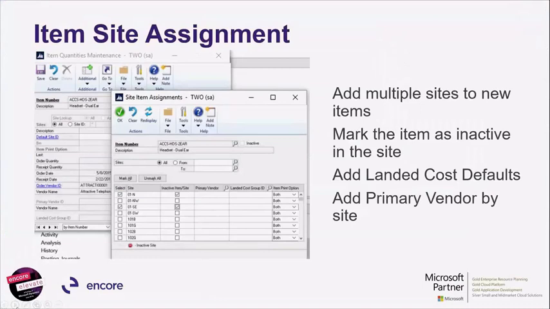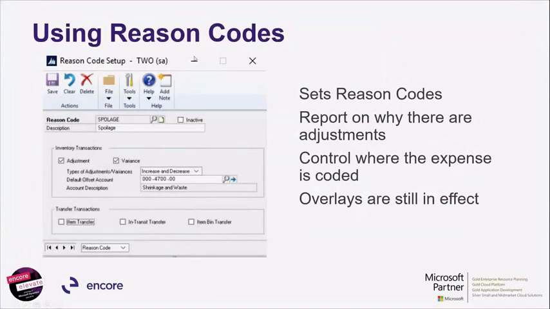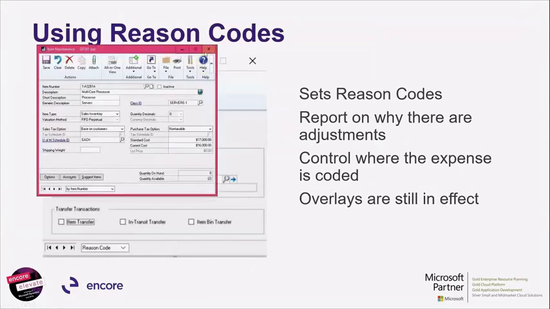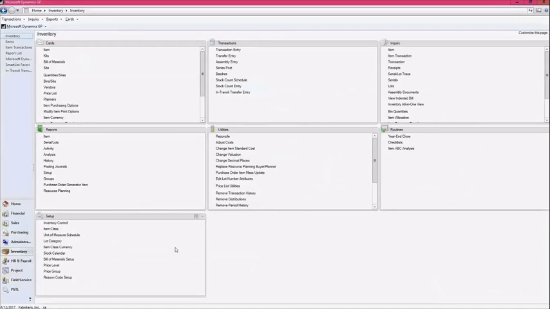Back on here, we can use reason codes. This sets our reason codes. It reports on why there are adjustments and controls where the expense is coded, and overlays are still in effect. So if we wanted to set up reason codes that we can tie back to our items, we can go ahead here, close that, and set up reason codes here.